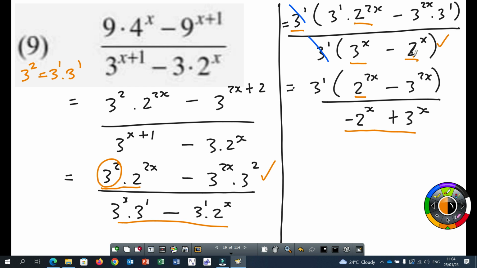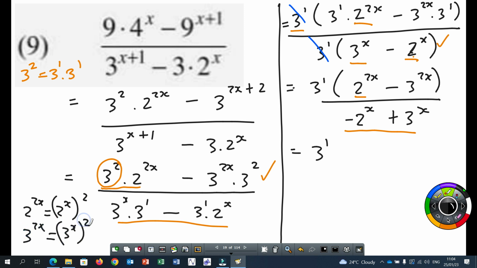Okay, let's get on. The next step now is for me to rewrite the binomial factor inside brackets as a difference of 2 squares. Remember I told you earlier that we can write 2 to the power of 2x as 2 to the power of x, all squared. Do you remember that? Can you look and pay attention please? And we can also write 3 to the power of 2x as 3 to the power of x, all squared.